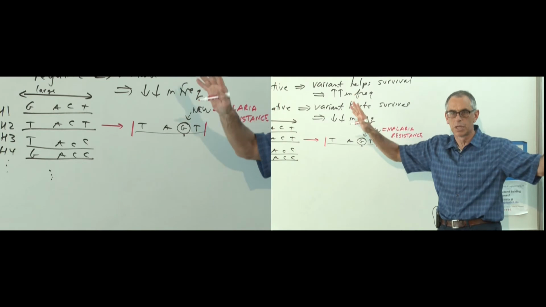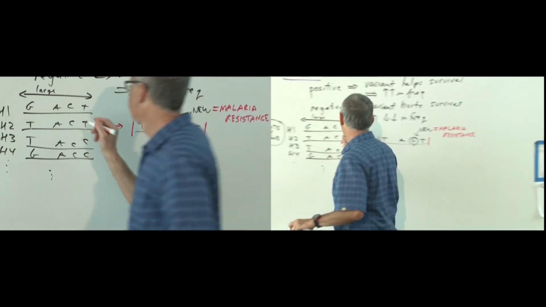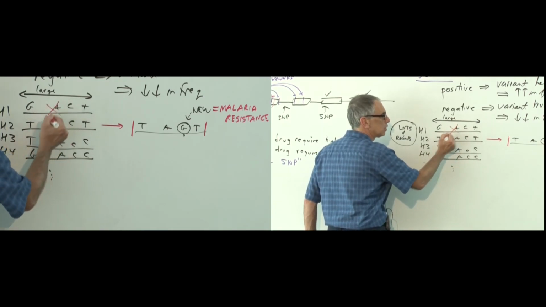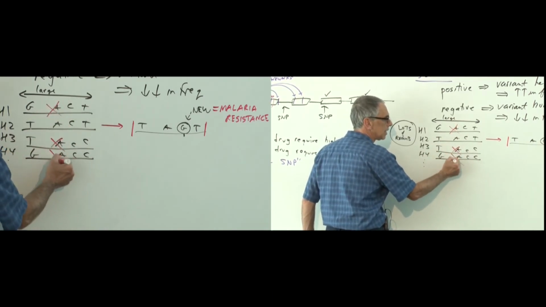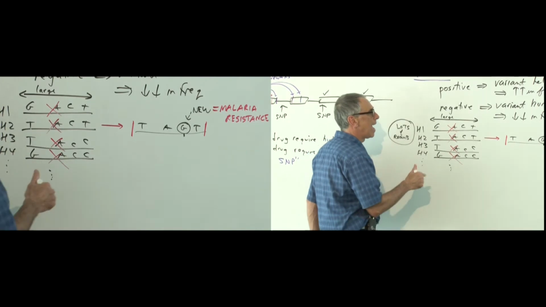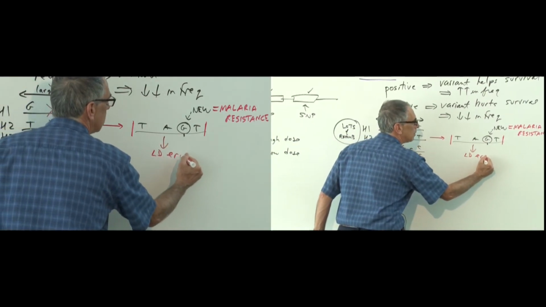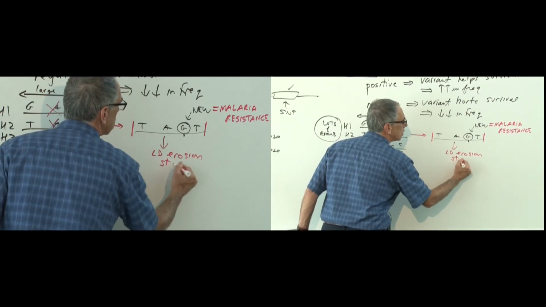The rest of the chromosomes, not so much. Which means the diversity and erosion in these haplotypes have basically been lost. This one dies out, this one dies out, this dies out, this dies out. And you're getting a restart on LD erosion. I'm going to say LD erosion starts anew.